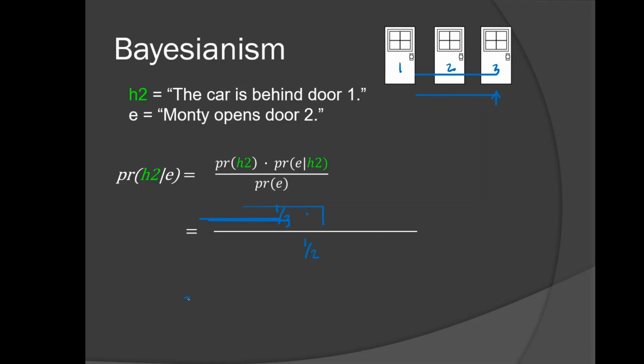So 1/3 times 1 is 1/3. And then we take 1/2 and carry it down to the denominator. Now, if you remember, to divide by 1/2 is to multiply by the inverse. So 1/3 divided by 1/2 is the same as 1/3 times 2/1, and that is 2/3. If we look up here, we see that the prior probability of our hypothesis H2 is 1/3. If we look down here, the posterior probability of our hypothesis is 2/3. So the probability of H2 doubles after Monty opens door 2.